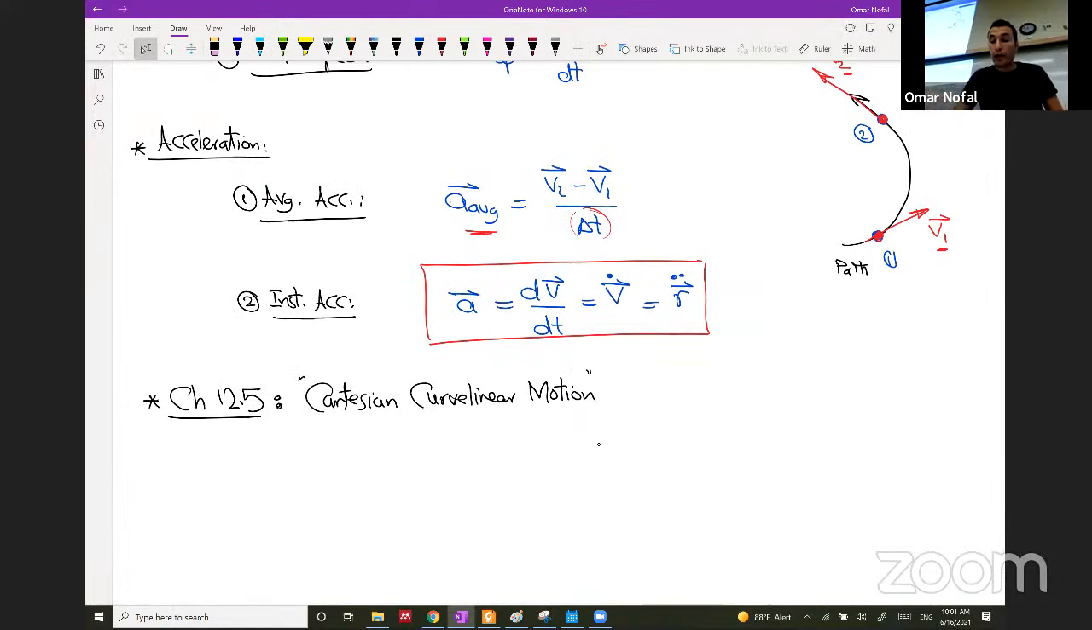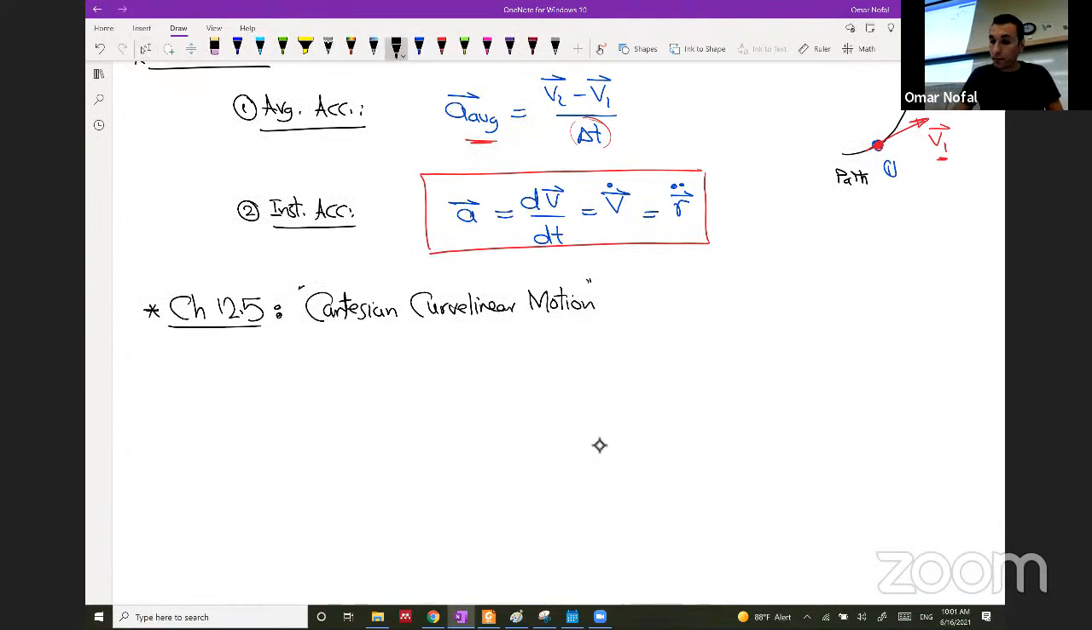So we can describe the position. Let's say that here is the start, and here's the end, here's 1, and here's 2. So we can describe the position, the velocity, and the acceleration at 1 and 2 using different coordinate systems.